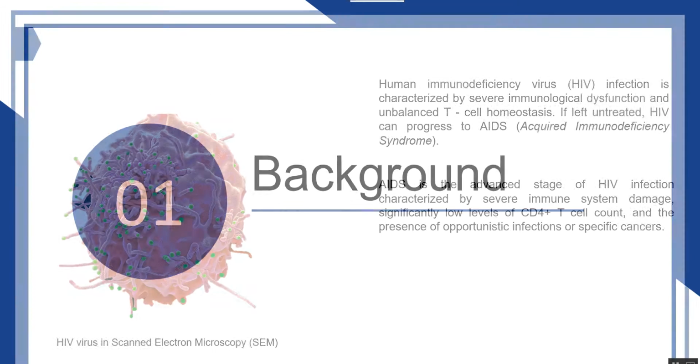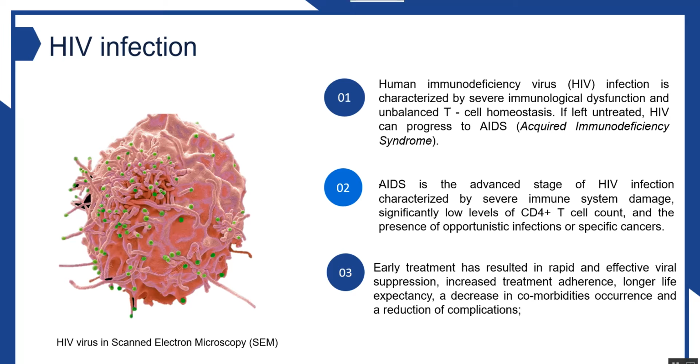Allow me to start with some background. Human immunodeficiency virus is a retrovirus that primarily targets the human immune system, specifically CD4 T cells, leading to a progressive immunodeficiency syndrome known as AIDS.